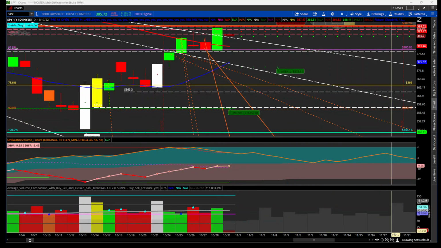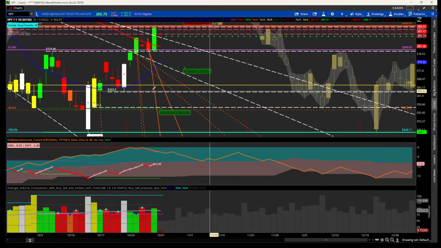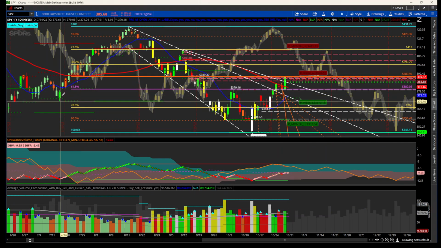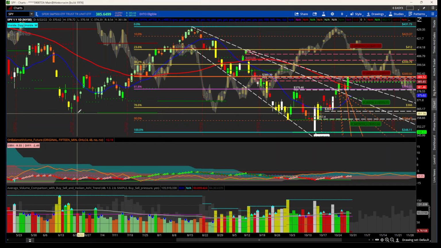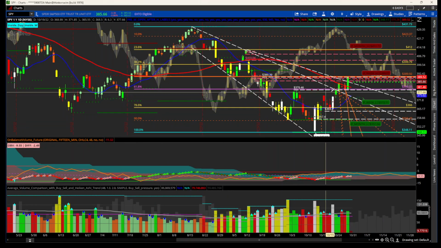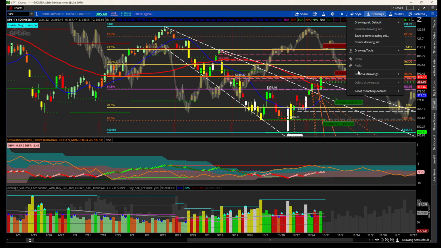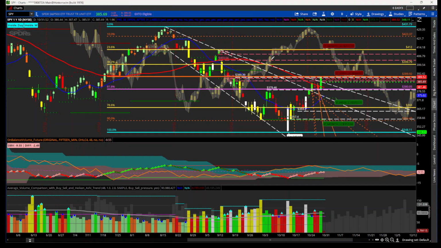And if you notice, you don't have any of your daily levels popped up on this higher time frame. That's one of the other key features that I created in there. You have your weekly, you have your monthly levels that popped up. So let me get rid of the drawings for a moment.